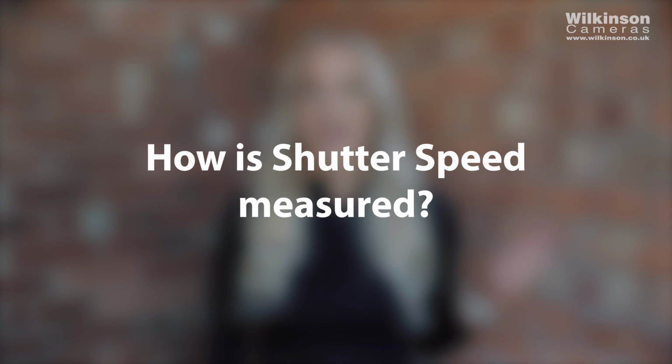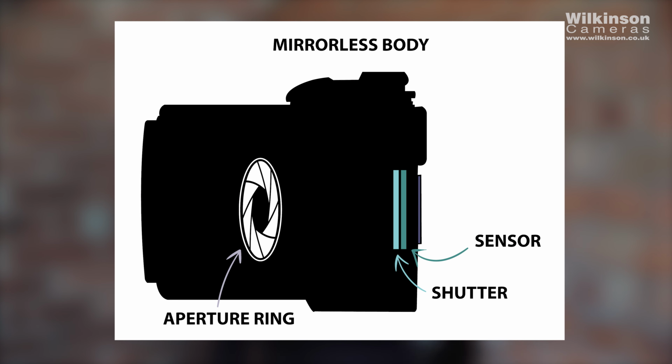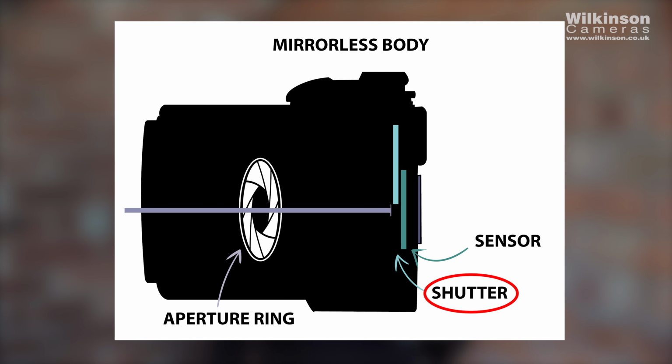So the next question, how is shutter speed measured? Shutter speed is measured in seconds, usually fractions of a second unless you're doing a long exposure. The time is how long the shutter is open on your camera. So the shutter is what covers your camera's sensor, or film in a film camera, until you are ready to take a photo. So when the shutter is open, the sensor is exposed and the image is captured.